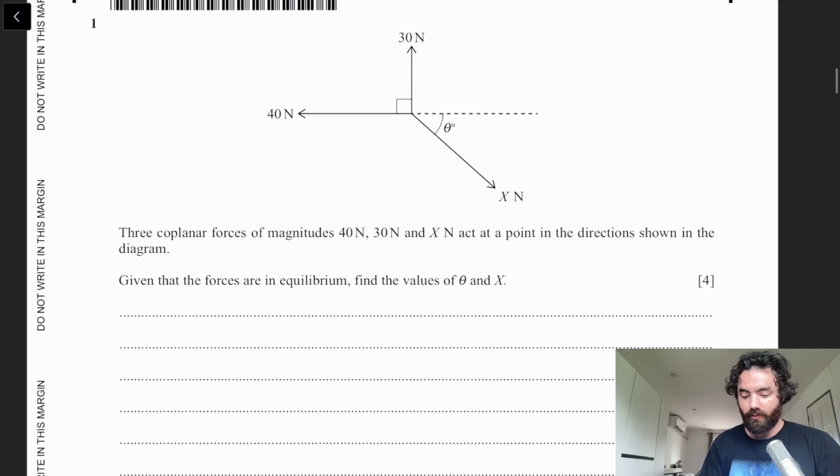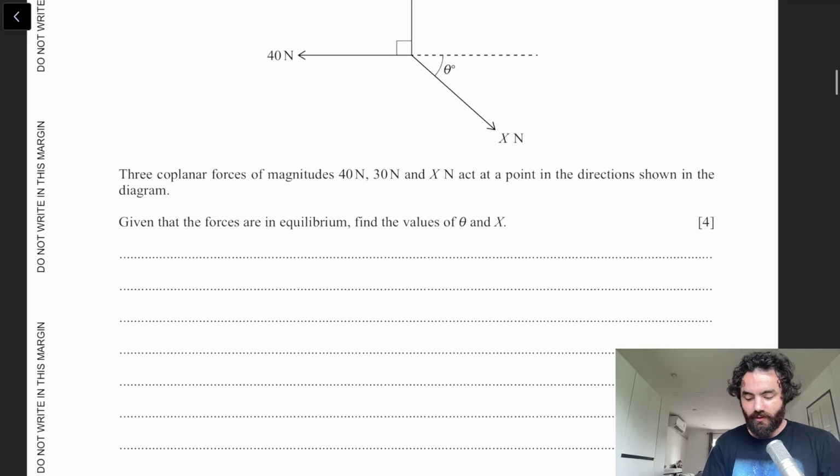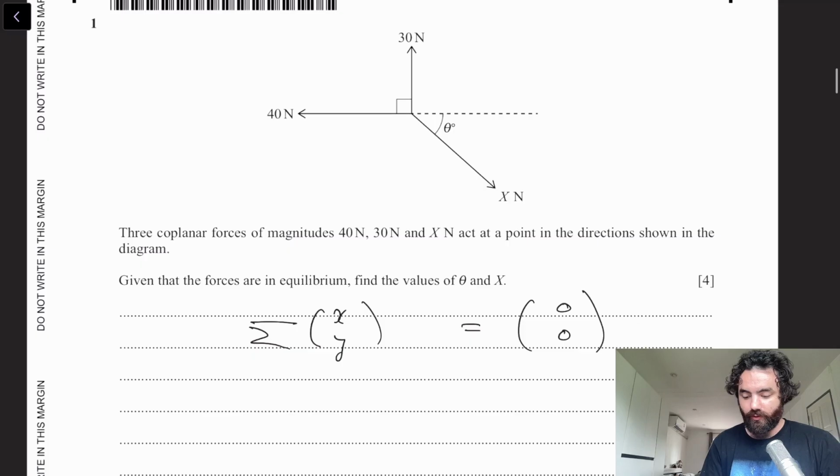If they're in equilibrium, that means that all the x components of these forces will equal 0, and all the y components of these forces will equal 0. So you could write it in a fancy way: the sum of these x components and y components will equal 0 in vector form. So we just have to find out what those x components and y components are. We have this force here, which has an x and y component.